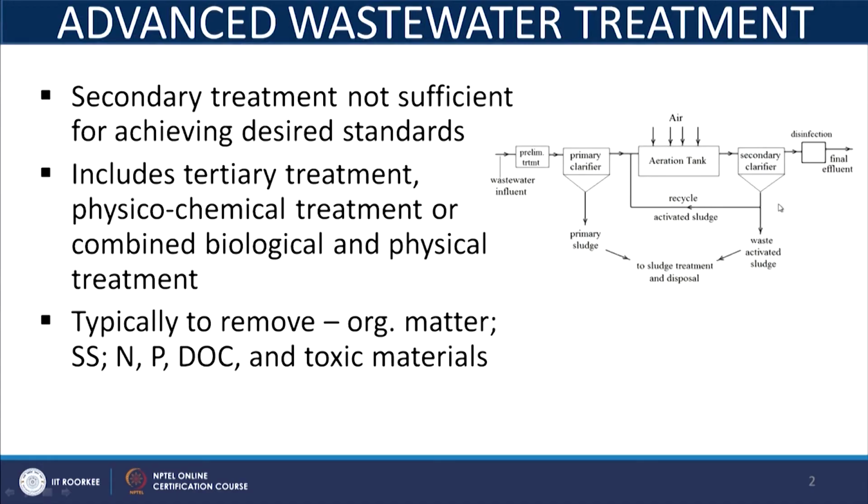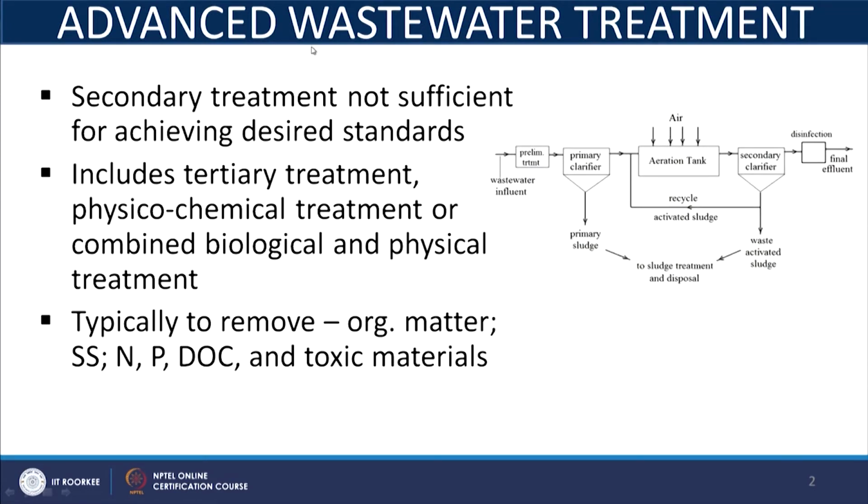For example, nitrogen and phosphorus are typical nutrients that we want to remove and are not effectively removed in the secondary treatment process, and to remove them we often need to add advanced wastewater treatment steps. Nitrogen and phosphorus, if you recollect, are very important because they contribute to algal growth and algal blooms in our lakes and result in accelerated eutrophication of the lakes. So secondary treatment is often not sufficient for achieving desired standards. Now this is your typical secondary treatment process.